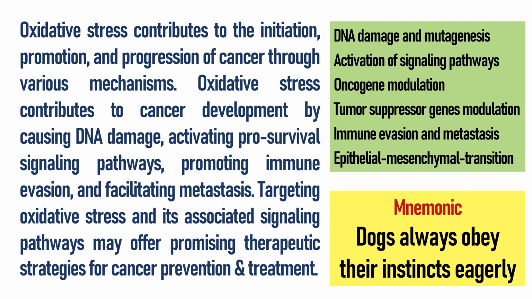Given here is a list of mechanisms by which oxidative stress may cause cancer: DNA damage and mutagenesis, activation of signaling pathways, oncogene modulation, tumor suppressor genes modulation, immune evasion and metastasis, and epithelial mesenchymal transition. And we have a mnemonic for you, which will help you to remember the above list.